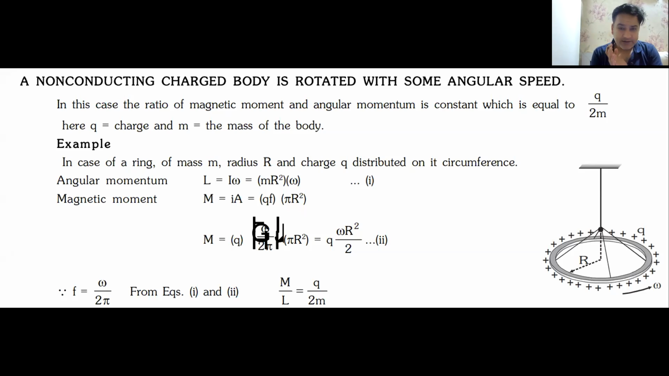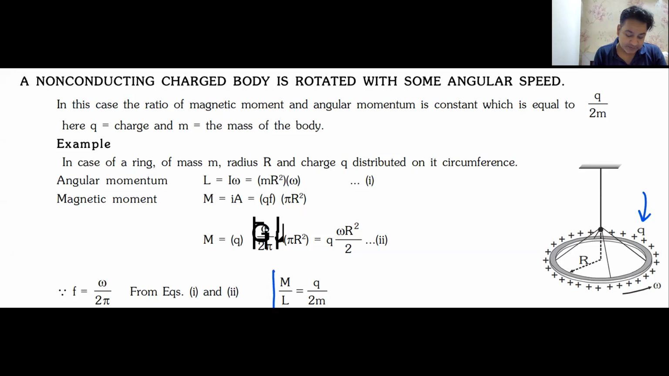So let me move ahead and come to the point where probably you would have heard about this. If you have a charged body, now this charged body could be a ring, a solid cylinder, a hollow cylinder, a sphere, or a disk. If it is rotating with a constant angular velocity, it will behave as a current carrying loop, and then it will create magnetic field as well as it will have magnetic moment.